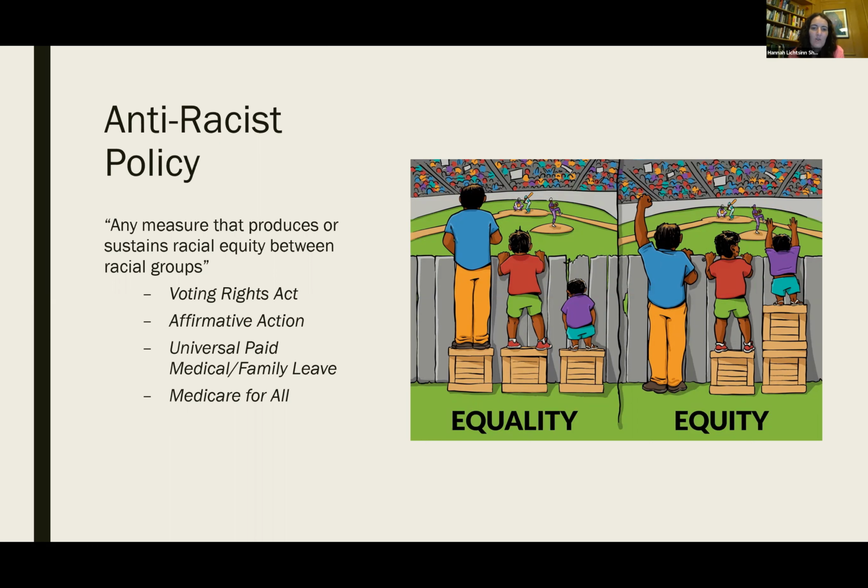Affirmative action. So giving increased access to education and employment to Black students and employees who didn't have access before.